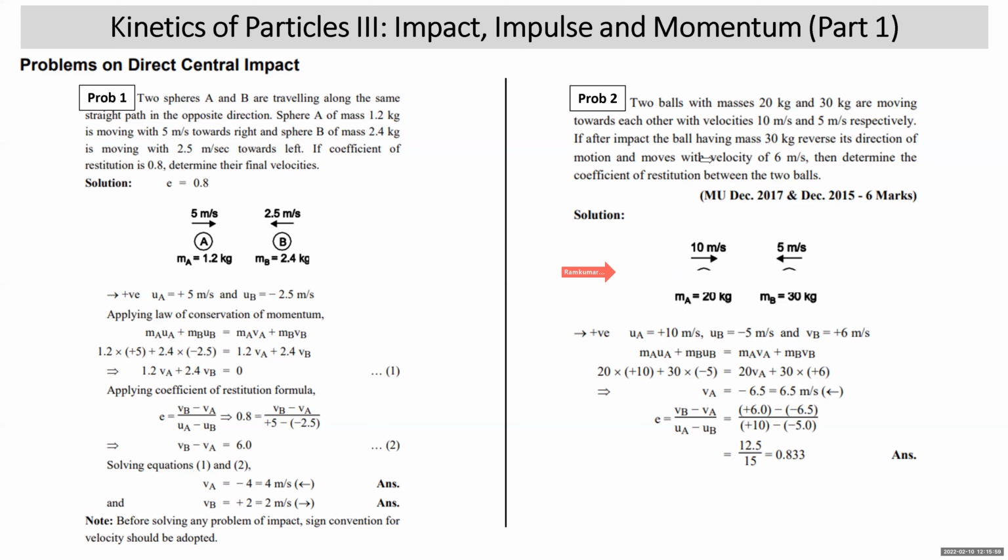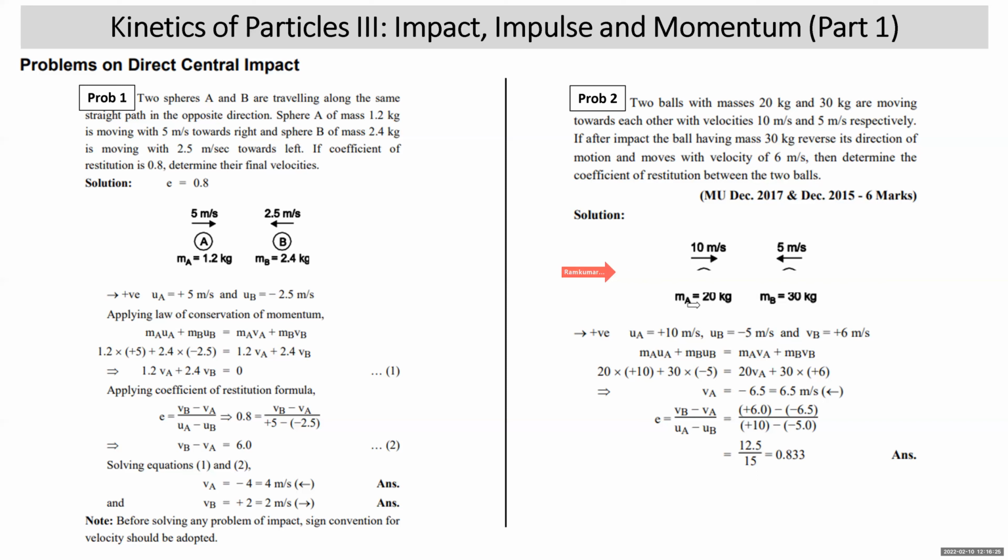If after impact the ball having mass of 30 kg reverses its direction of motion and moves with velocity of 6 meter per second, then determine the coefficient of restitution between the balls. Some slight misprinting has happened. Again, you can assume that there is a sphere A, and here this is a ball B.